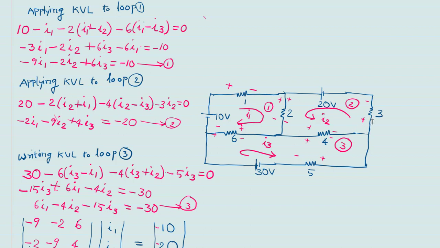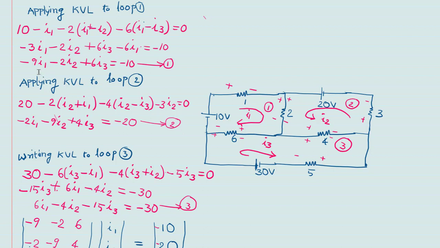Next we have another element here. This is the plus terminal, this is the negative terminal. So going from positive to negative, we call it voltage drop in the assumed current direction. So we write minus 3. What is the current flowing here? It is only I2 that is flowing. So we write simply 3 into I2 is equal to 0. Once we simplify this, we get the equation like this, minus 2I1 minus 9I2 plus 4I3 is equal to minus 20, and we say this is equation 2.